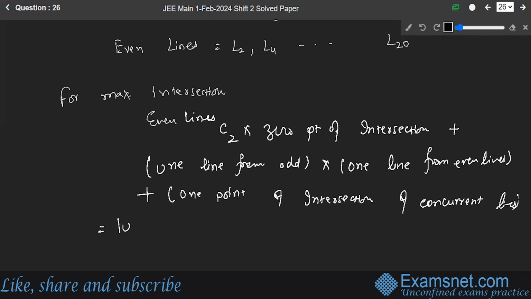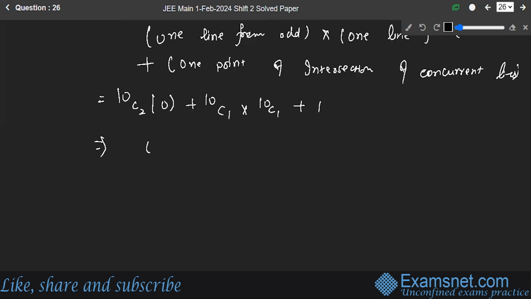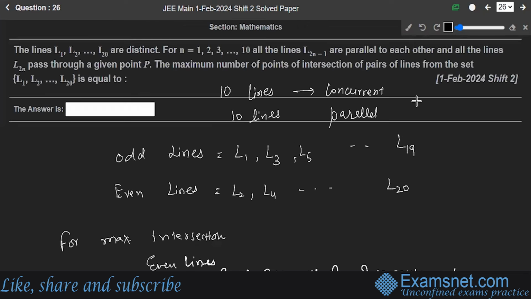Right, so this will be given by 10C2 into 0, plus 10C1 into 10C1, plus 1. This will be 0, plus 10 into 10, plus 1, which is going to be 101. So this is the answer to the question. 101. Hope you're clear. Let's move to the next.